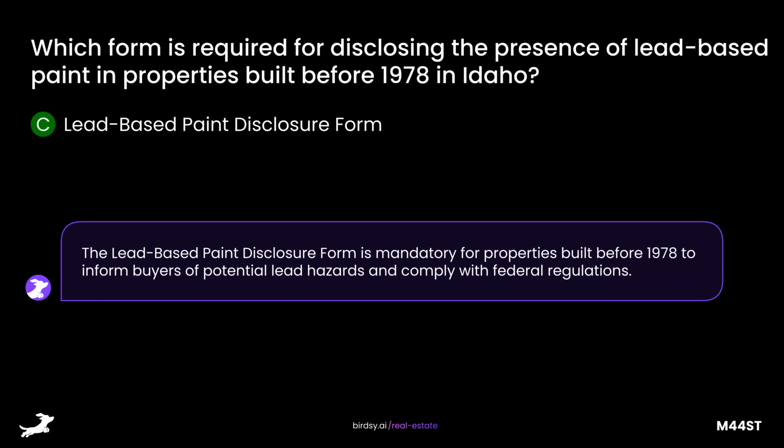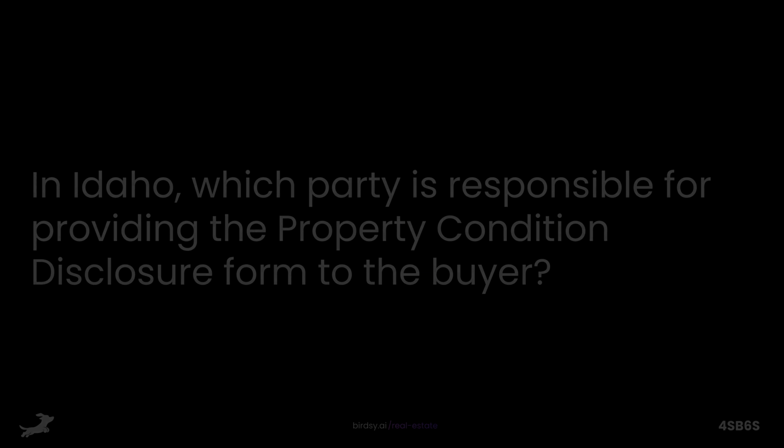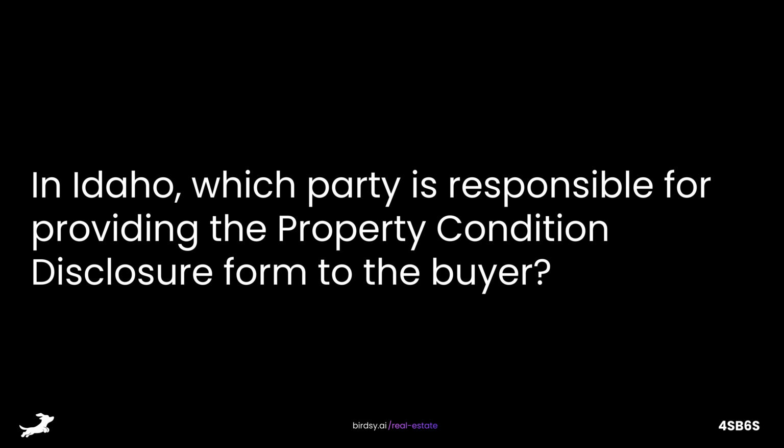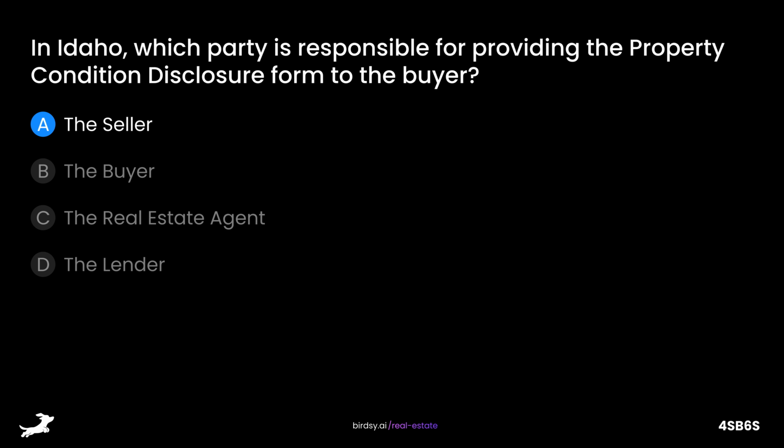The lead-based paint disclosure form is mandatory for properties built before 1978 to inform buyers of potential lead hazards and comply with federal regulations. In Idaho, which party is responsible for providing the property condition disclosure form to the buyer? Is it A, the seller, B, the buyer, C, the real estate agent, or D, the lender? The answer is A, the seller.